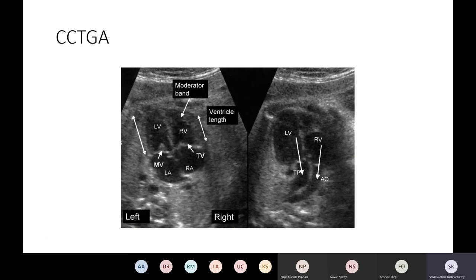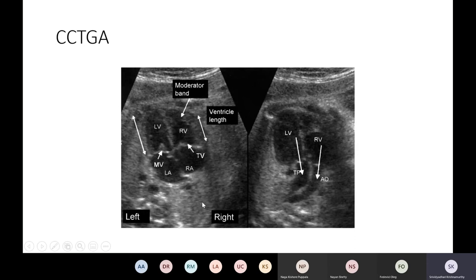And then moving on to CCTGA, what happens? The way you identify CCTGA is by looking at the ventricular morphology. The right ventricle has a moderator band here. And the left ventricle, which I've not been able to get a picture of, does show the papillary muscles as well.